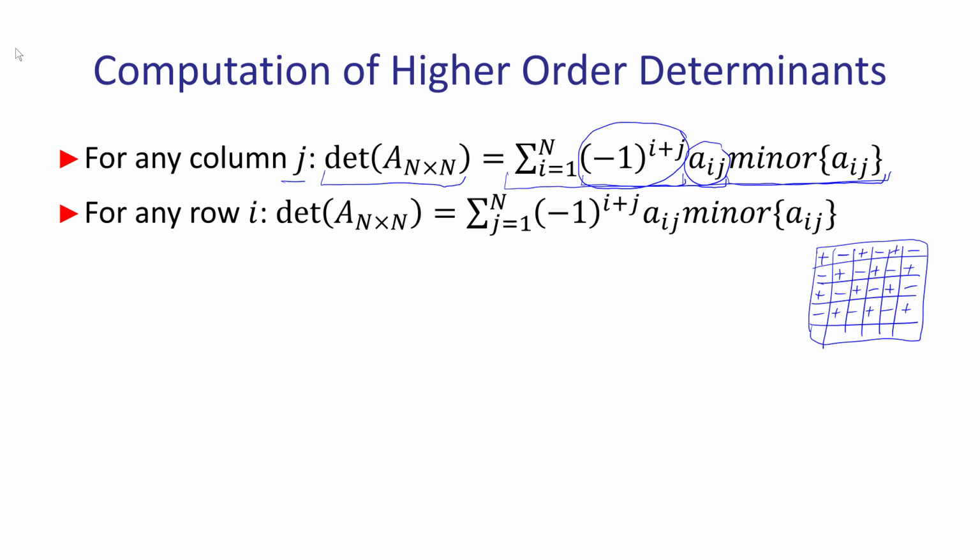So A11 will be always with plus, and A12 will be always with minus, and A22 will always be with plus, and A32 will be always with minus, and so on. So all of the coefficients will have their own assigned sign.